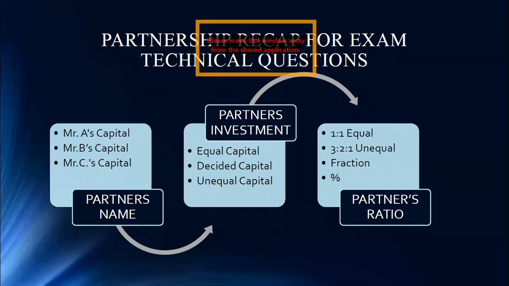Now another thing which I want to discuss with you: the names of the partners can be different. It can be Mr. Ali, Bilal, or any other name. Then we have partners' investments. We have to consider whether those investments are equal, or whether they are decided capital, or unequal capital. So the third point is the ratios. The ratios of the partners, as I have discussed with you, can vary. It can be equal, it can be unequal, it can be in the form of a fraction, it can be in the form of a percentage also. We have done one question on percentage also. So these are the important factors which I ask you to focus on: the partner's name, partners' investment, and the partners' ratio. I proceed further.